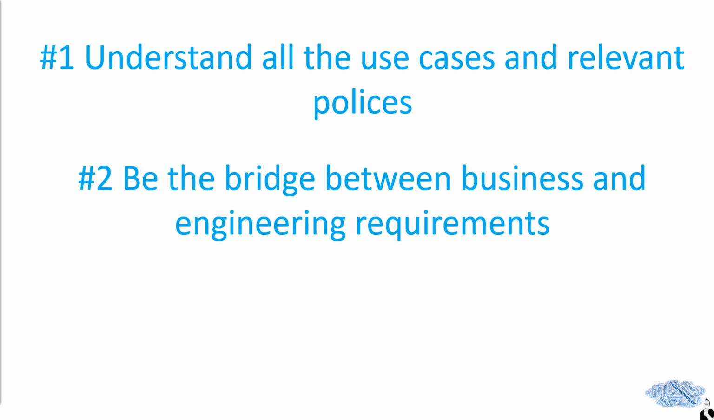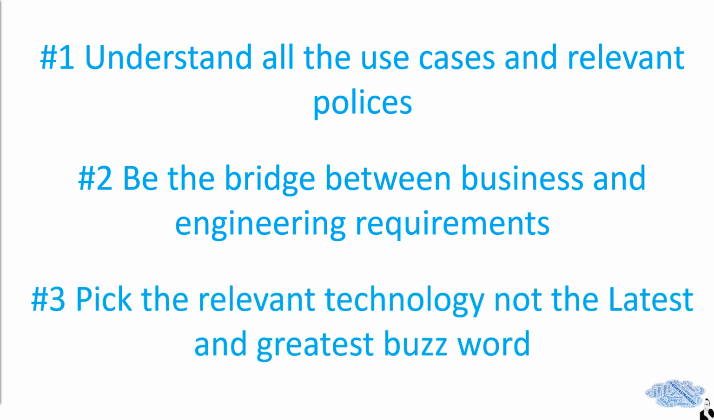Number 2, be the bridge between business and engineering requirements. This is really important as the use cases between these departments are sometimes huge and you have to align them with the architecture. Number 3, pick the relevant technology and not the latest and greatest buzzword. Although we all enjoy the most current trends, sometimes you need a holistic view to understand the longevity of the technology that you're going to be choosing.